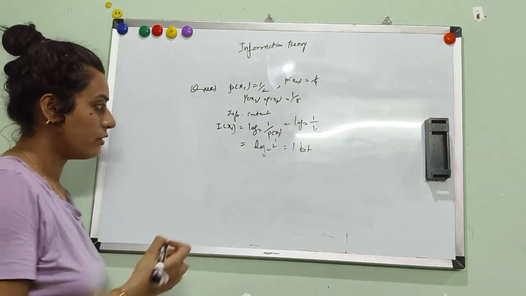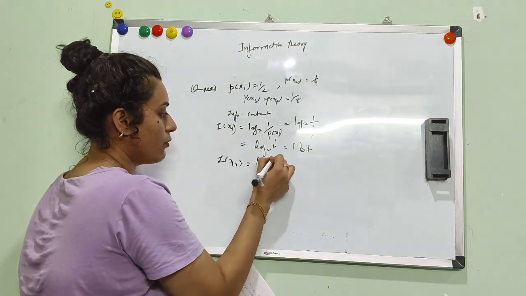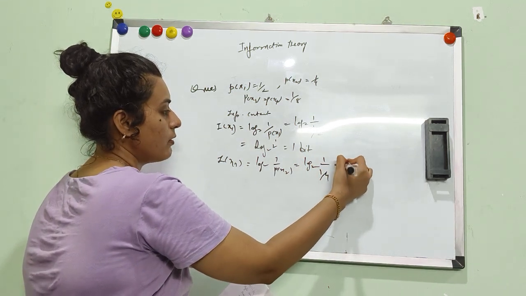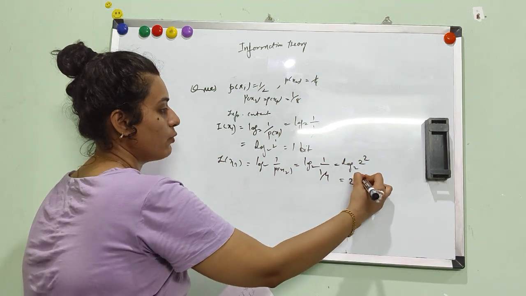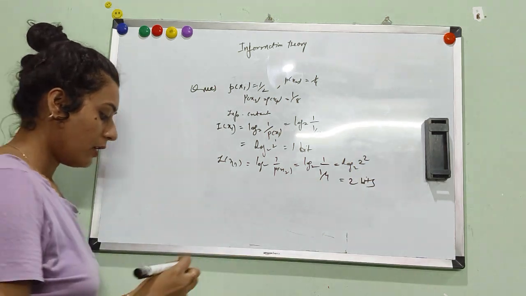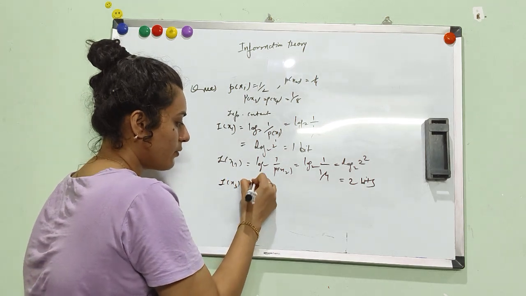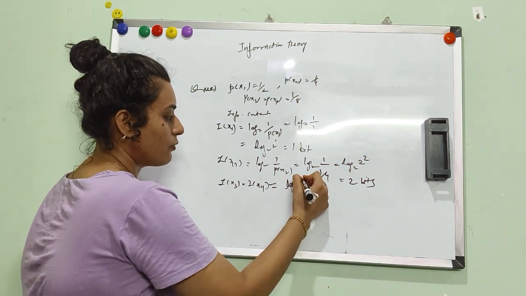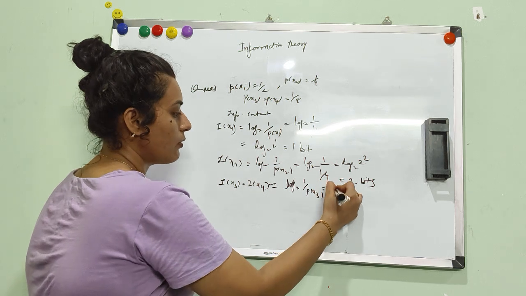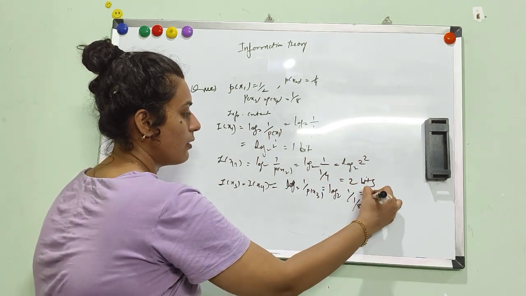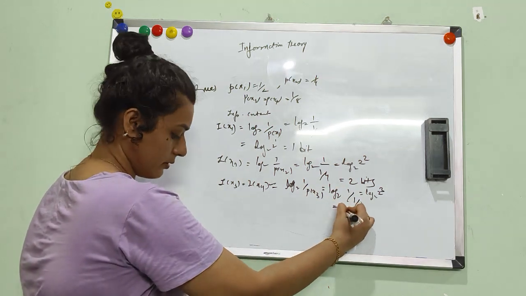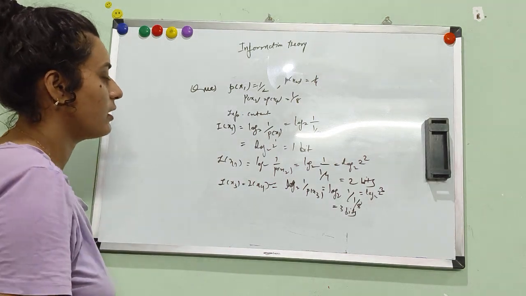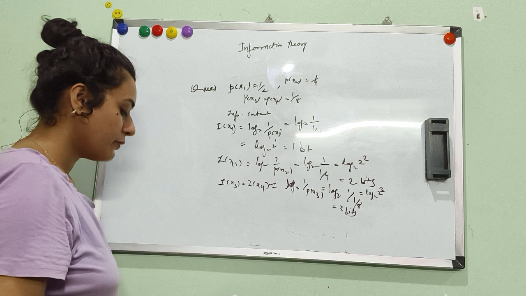I must write its unit. I(x2) is log 2 of 1 upon P(x2), given as log 2 of 1 upon 1/4, log 2 to the power 2, there is 2 bits. Again, I(x3) equals I(x4), because the probabilities are equal, so I can write it as log 2 of 1 over P(x3), log 2 of 1 over 1/8, log 2 to the power 3, 3 bits. So this is the general expression for calculating the information content if particular probability values are given.